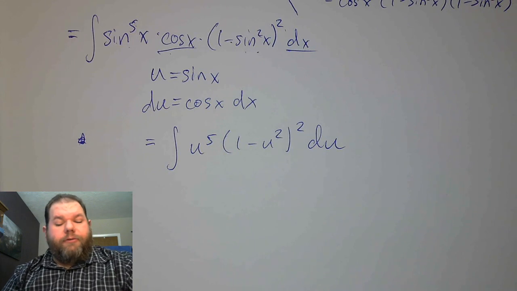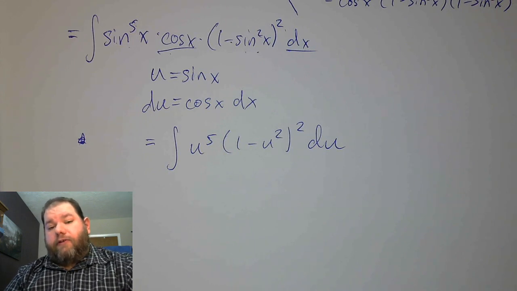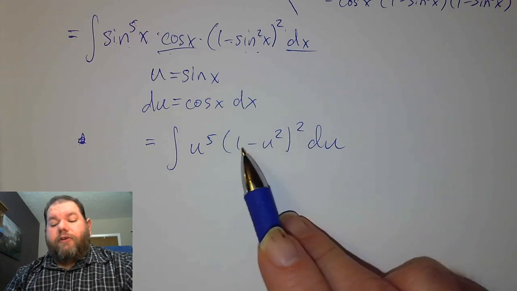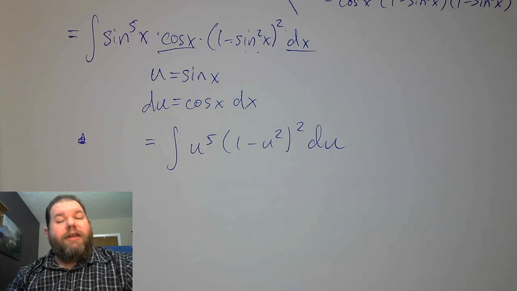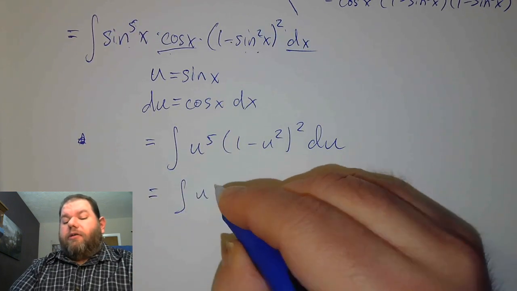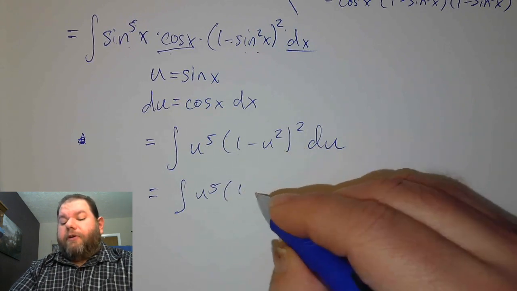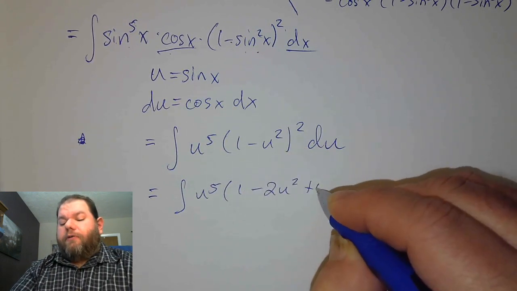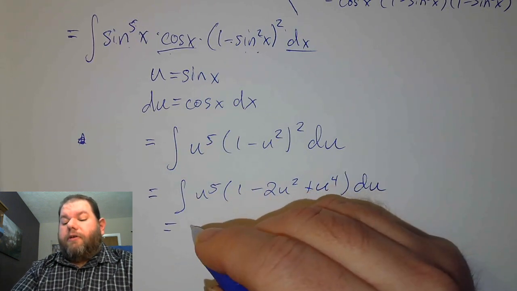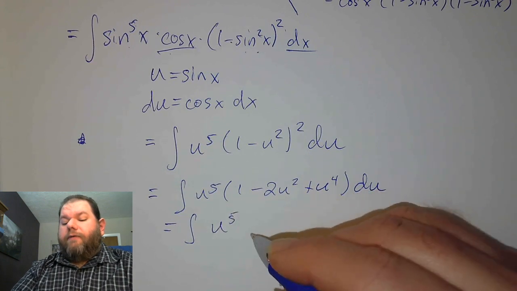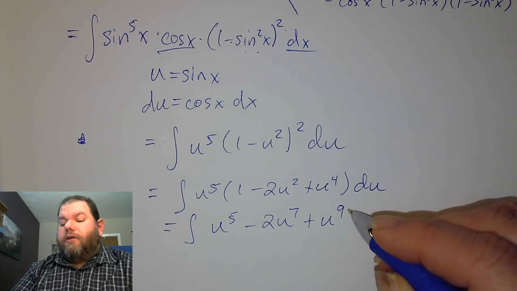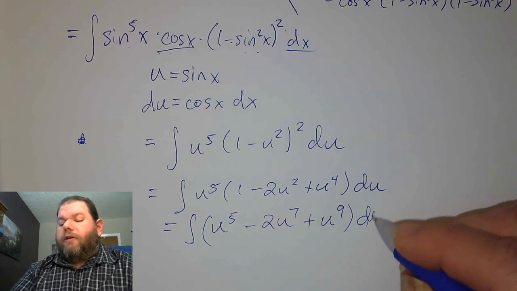Now again, this is a polynomial. We do have to work a little harder in this case just to complete the integration because there is some algebra that we need to do. We'll have to square this binomial and then distribute the u to the fifth, and then we can integrate. So, squaring the binomial, we get 1 minus 2u squared plus u to the fourth. And then if we distribute our u to the fifth, we get u to the 5 minus 2u to the 7 plus u to the 9 du.